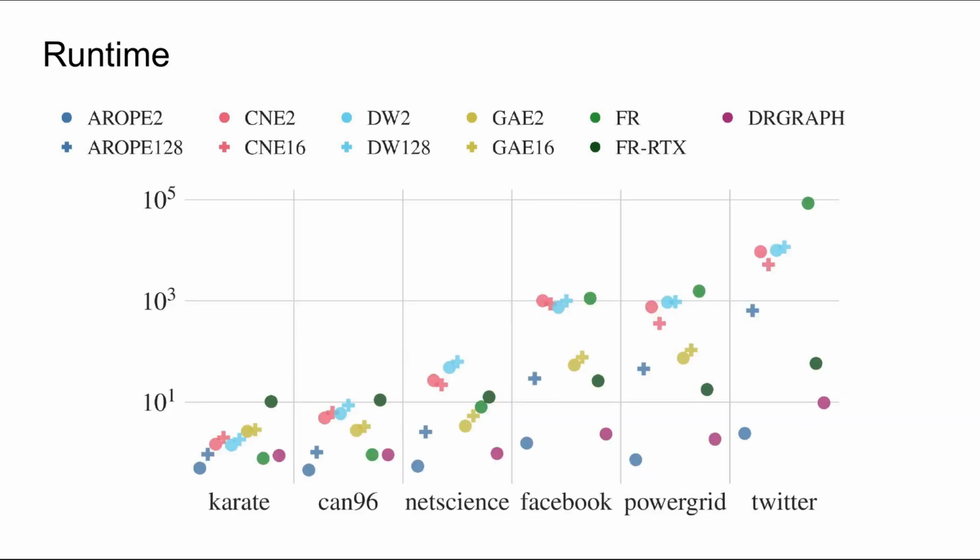The runtime in seconds on all networks shows that DrGraph and the accelerated Voigtmann-Reingold are very efficient. AROPE is the fastest technique in our evaluation, but its 2-dimensional embeddings are not suitable for visualization.